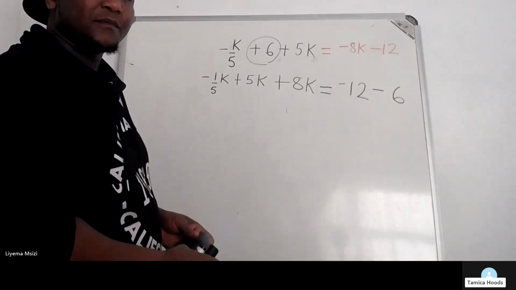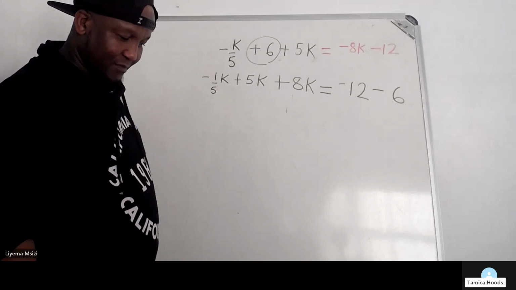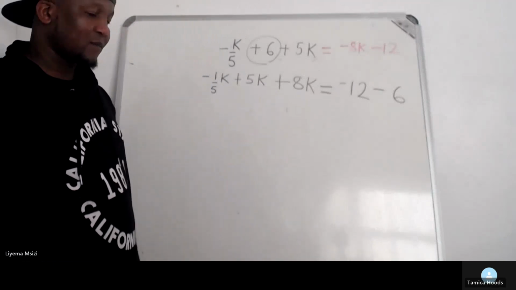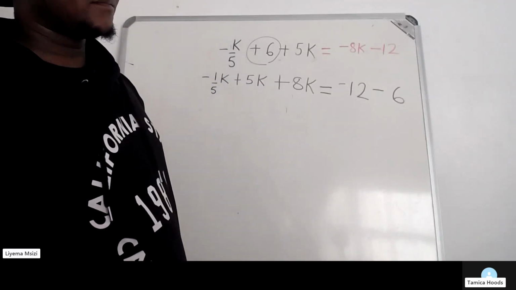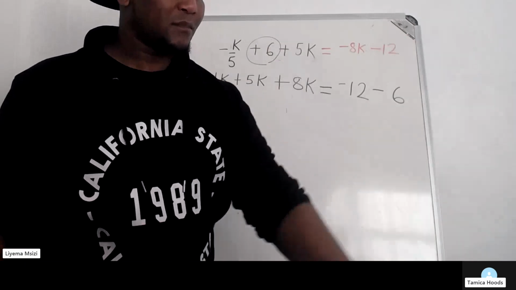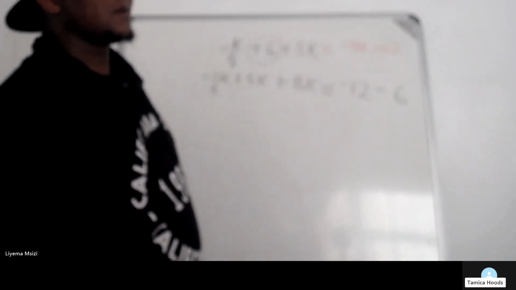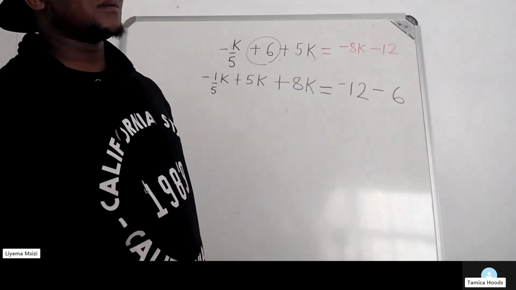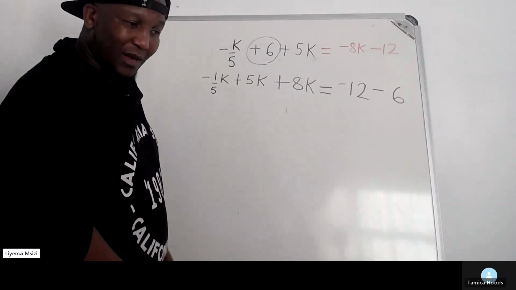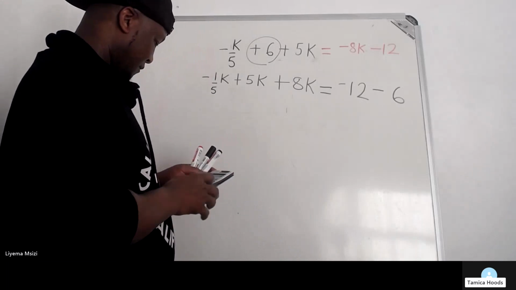Tamika, I'm listening. We're gonna say negative 1/5. Yes. Plus 5 plus 8. The answer for that is 64/5, but then also we have the simplified answer, which is 12.8. Excuse me? This is going to be what? So I said negative 1/5, plus 5 plus 8.